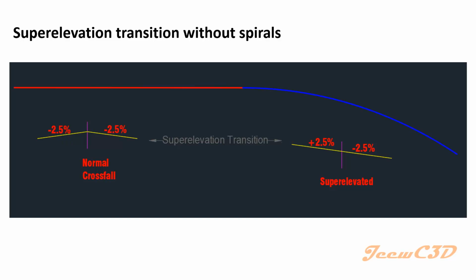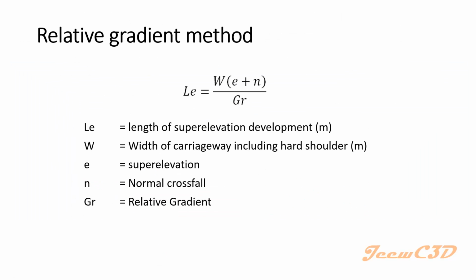E plus N means minus 2.5 to plus 2.5. How much change from minus 2.5 to plus 2.5, that change is 5. So E plus N equals 5. That is how to get that easily without considering this E plus N term. You just think from how much the pavement values change. That is the easiest way.